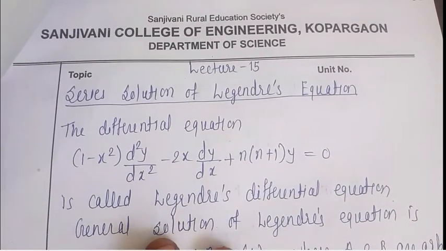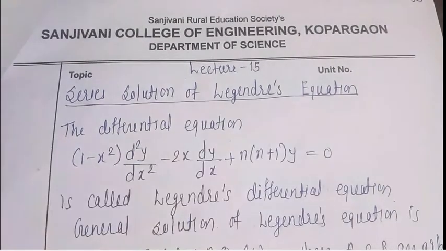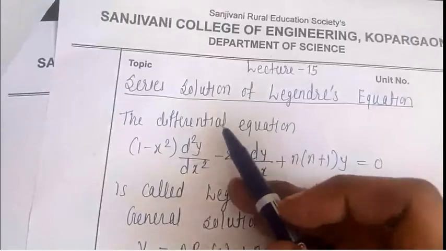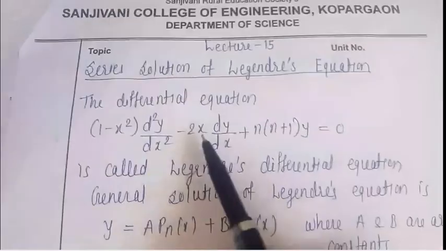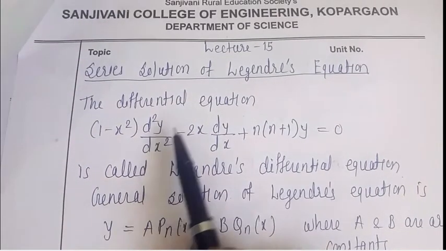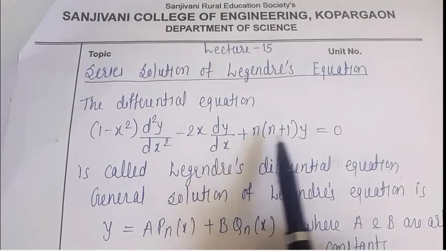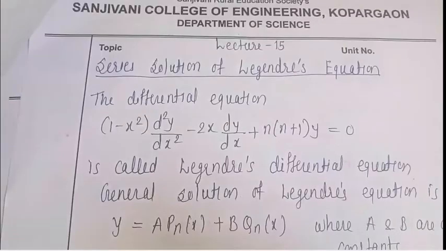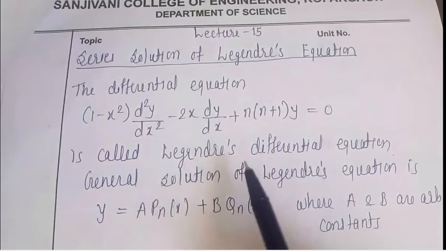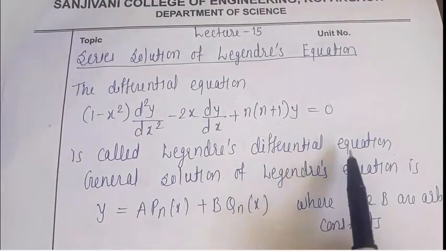Welcome you all to the last lecture of unit number 4, that is series solution of Legendre's equation. Now the differential equation (1 - x^2) d^2y/dx^2 - 2x dy/dx + n(n+1)y = 0. This type of differential equation is called Legendre's differential equation.